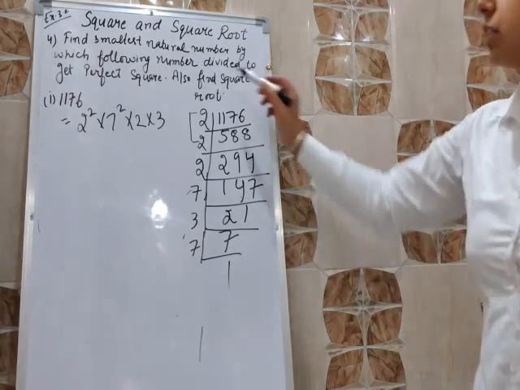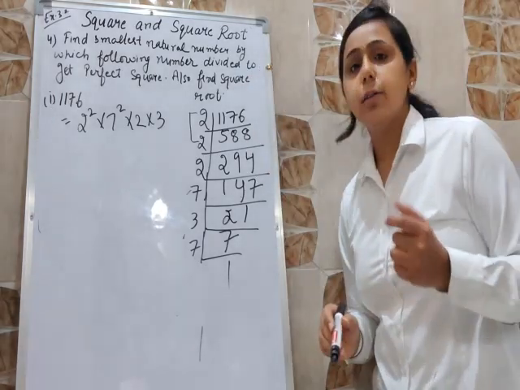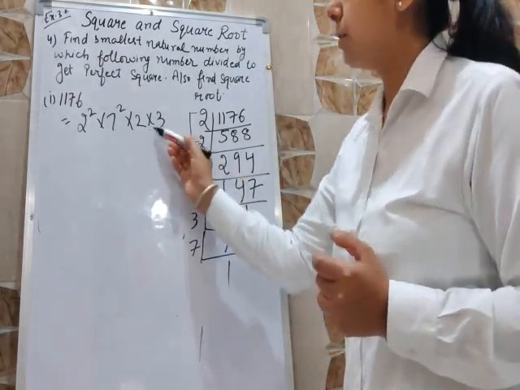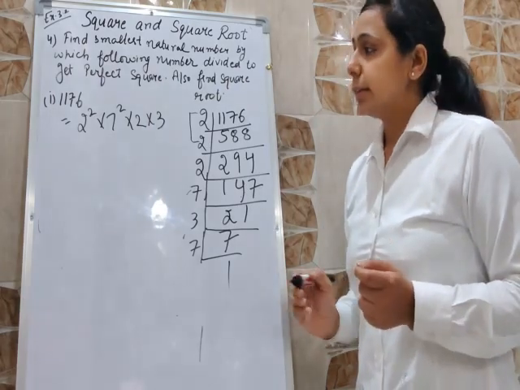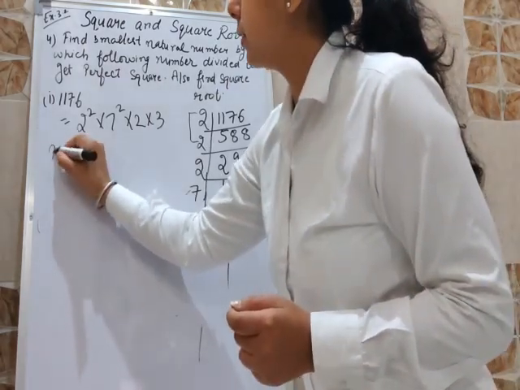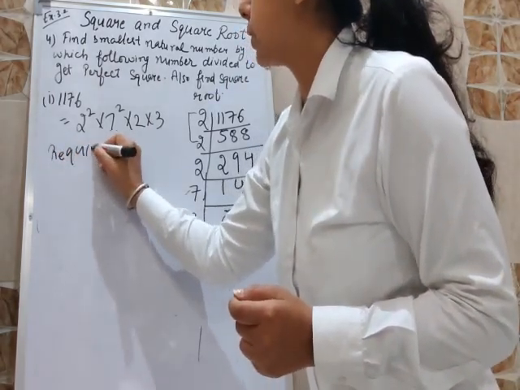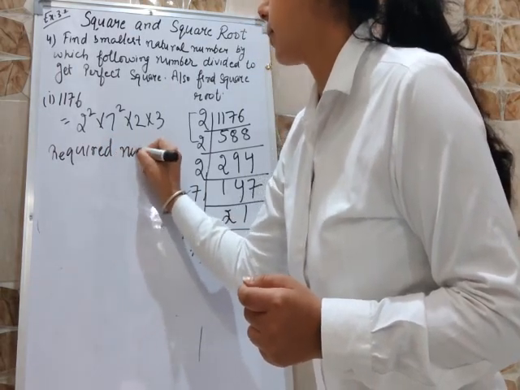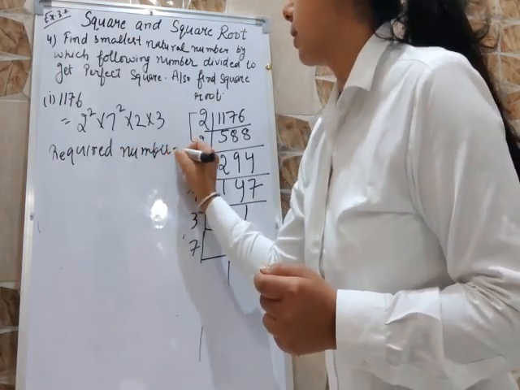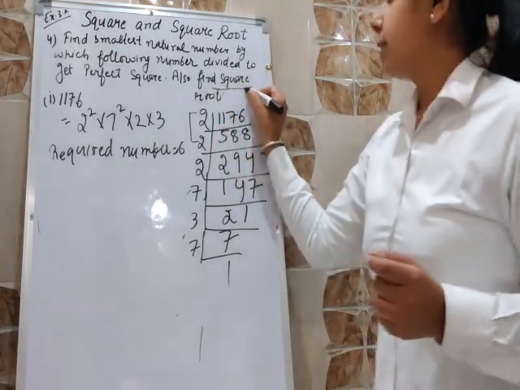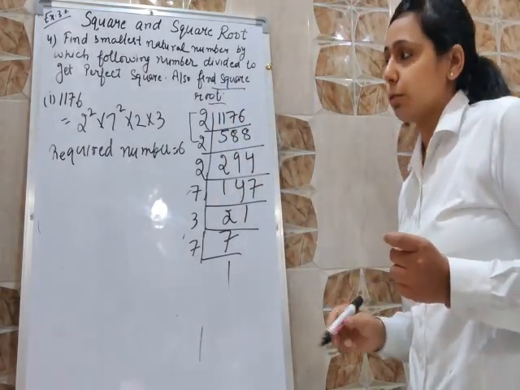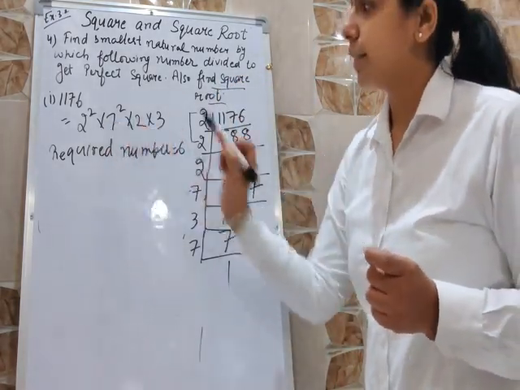So what they said, that which number is to be divided to get a perfect square, we have to divide it by the 6. So you can write here required number is equal to 6, and second part is also find the square root. So we have to find the square root of this number.